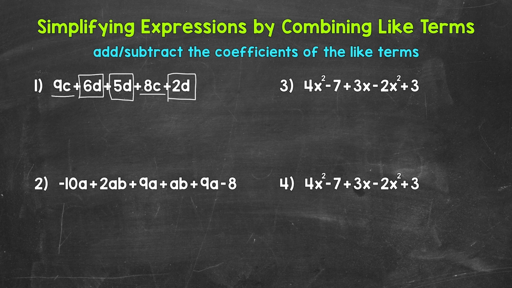So what we can do now, we can rewrite this expression with the like terms next to each other. By rewriting this expression with all of the like terms next to each other, this will help us organize the expression. It will make combining like terms a little simpler. We have 9c plus 8c plus 6d plus 5d plus 2d.